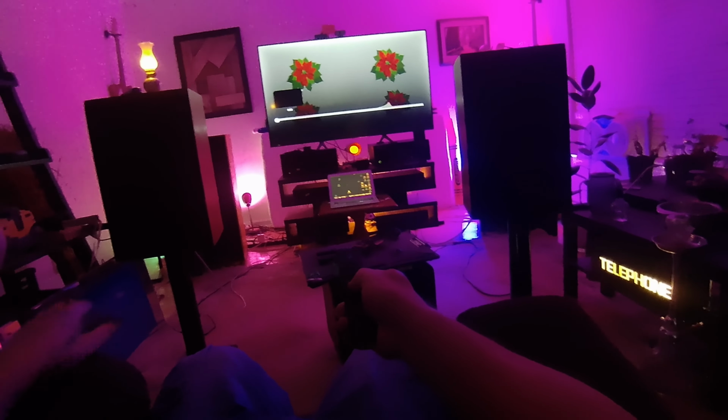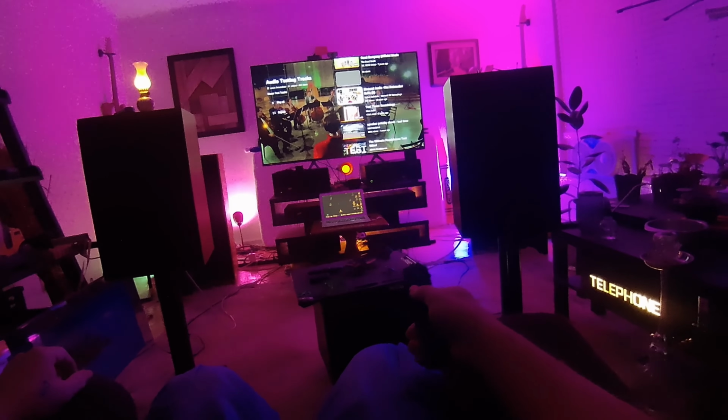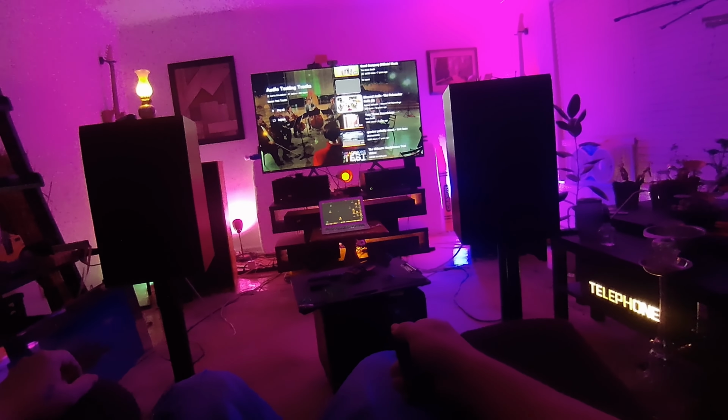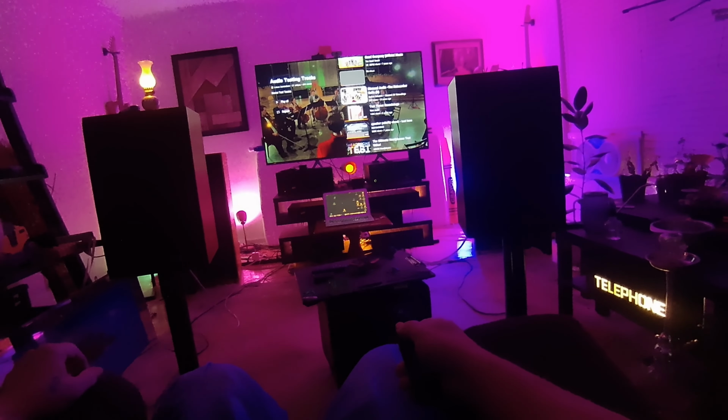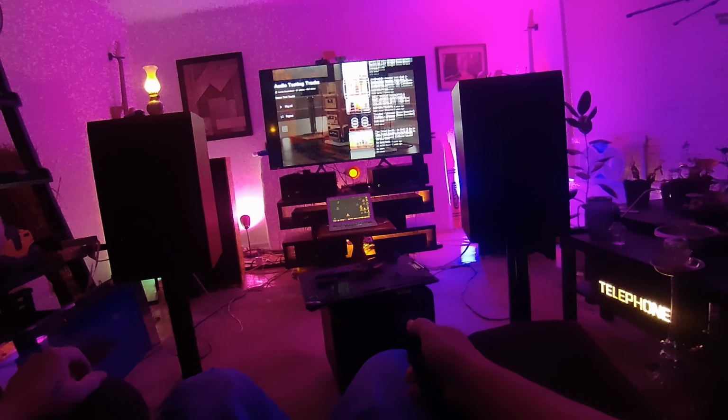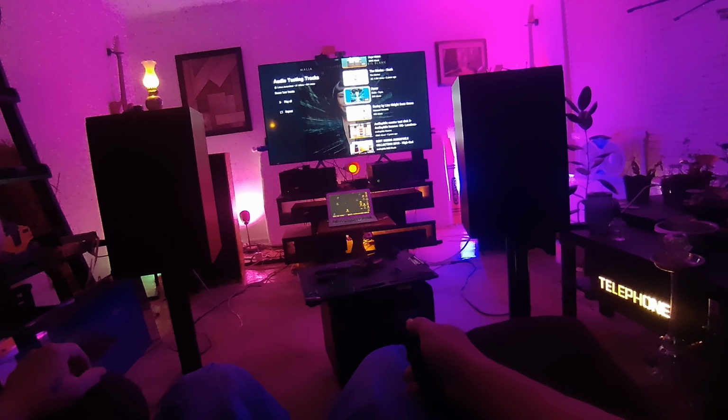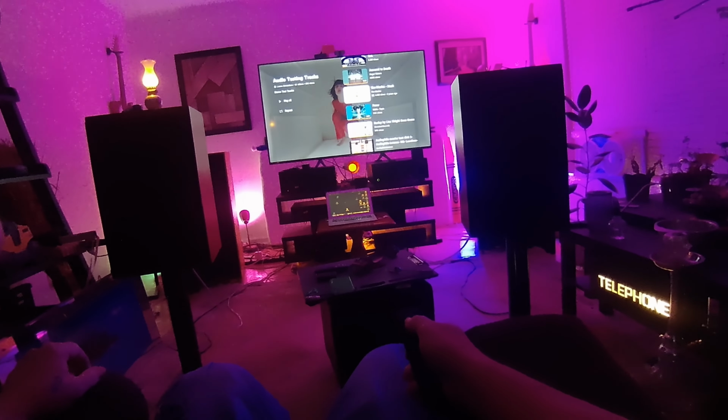Okay, these test tracks I'll leave in the description. There's only two I'm going to use. This is the first one. I always run this as my first test to see if I can get a good three-dimensional soundstage. The other one here is going to be copyright protected, so I might get dinged on that, but that's okay.